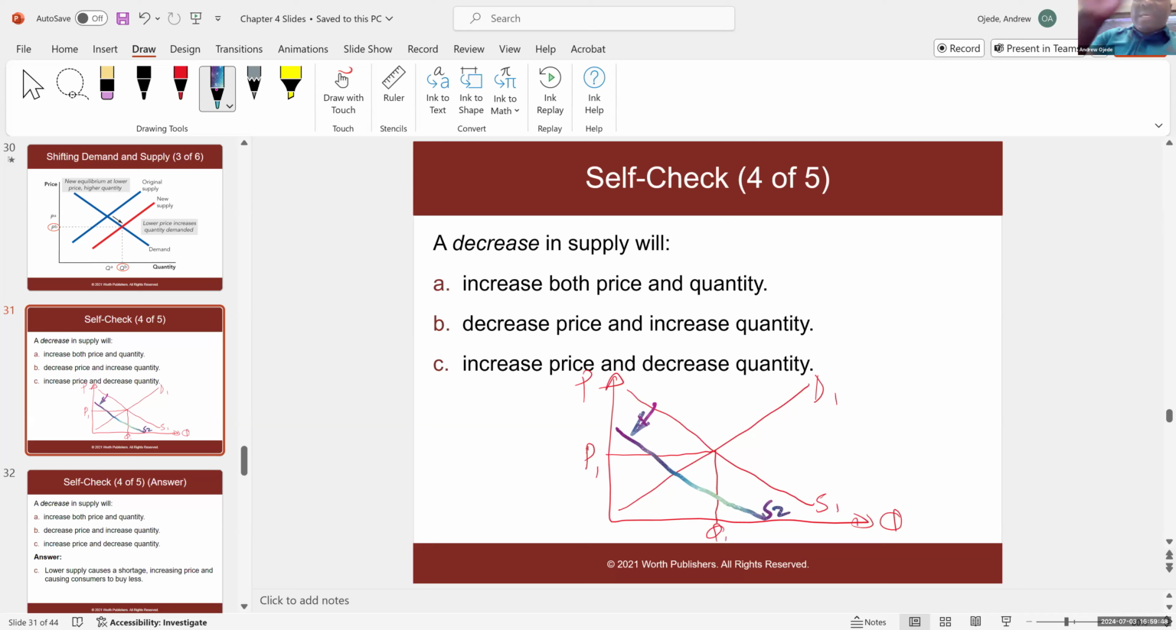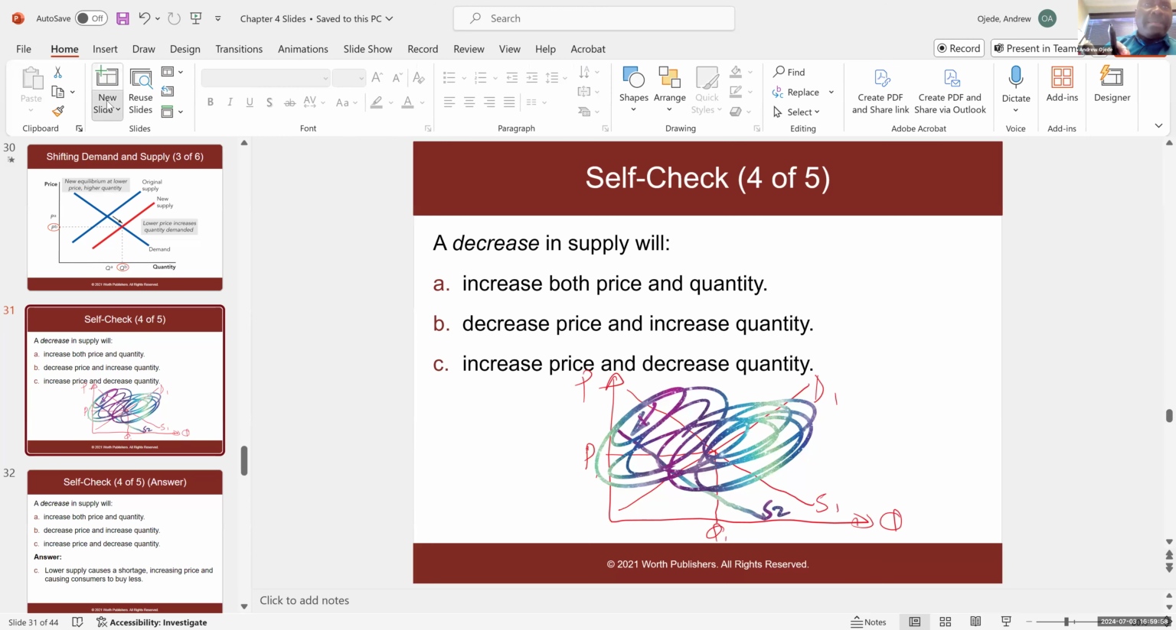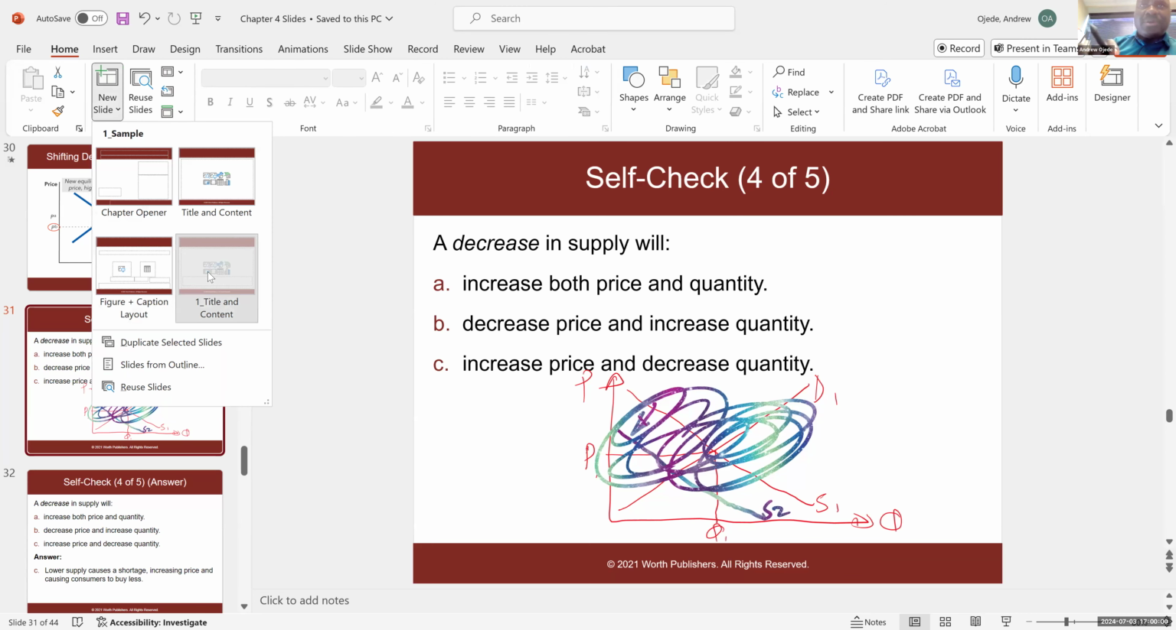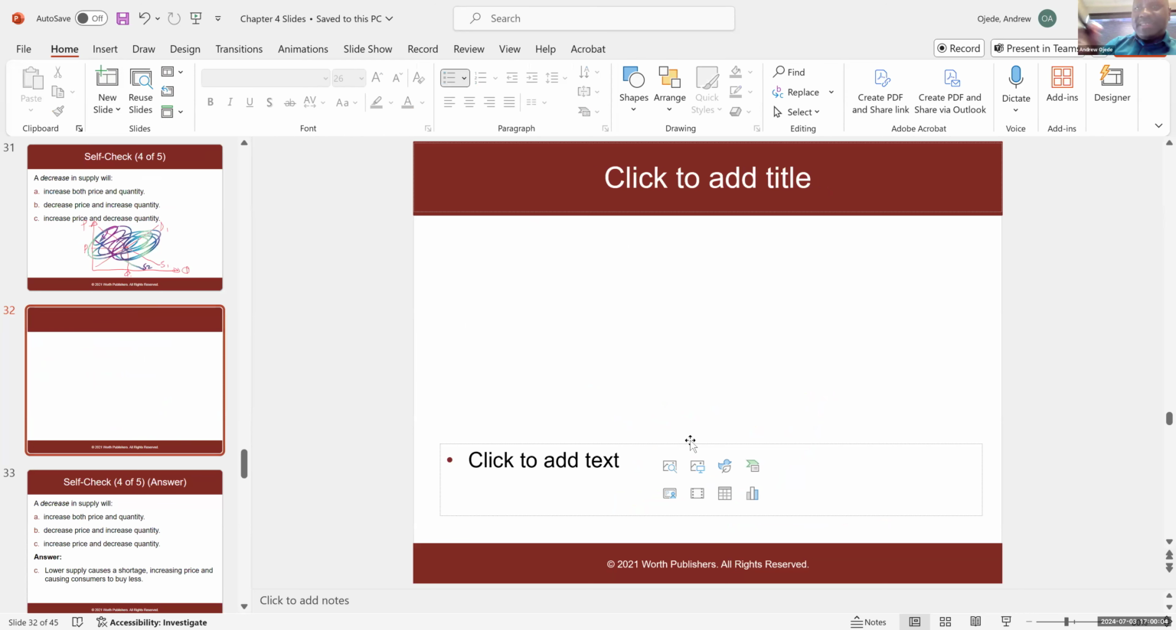Oh, I'm sorry, I made a mistake here. I labeled these curves with the wrong names. I'm calling supply demand and demand supply. That's wrong. Sorry about that. That tells you it has been a long day for me. Okay, so let's draw it.